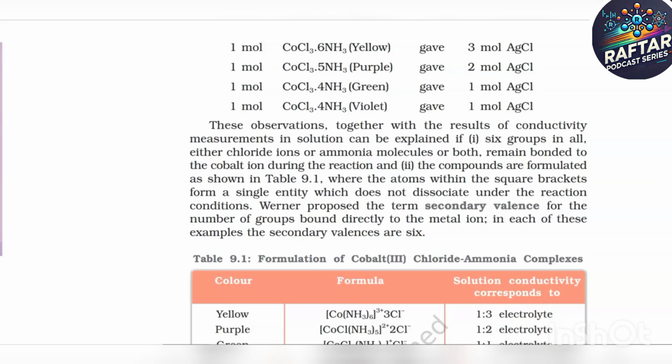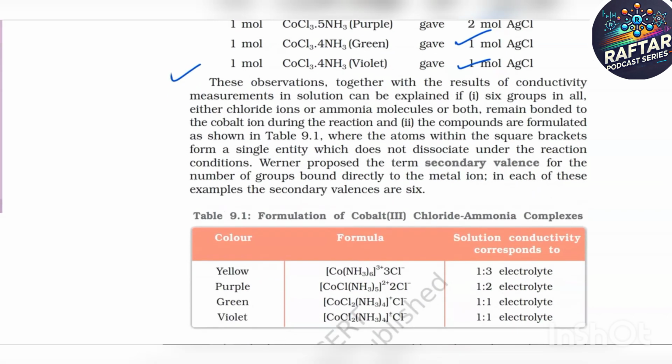This observation, together with the result of conductivity measurements in solution, can be explained if 6 groups in all, either chloride ions or ammonia molecules or both, remain bound to the cobalt ion during the reaction. Second, the coordination compounds are formulated as shown in table 5.1, where the atoms within the square brackets form a single entity which does not dissociate under the reaction condition.